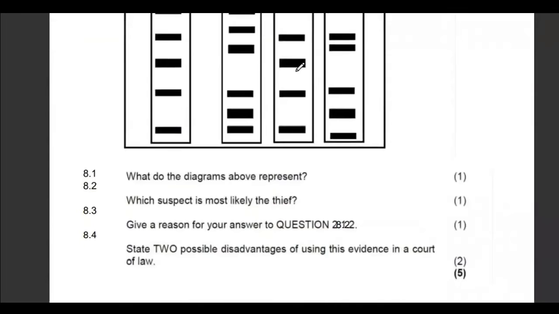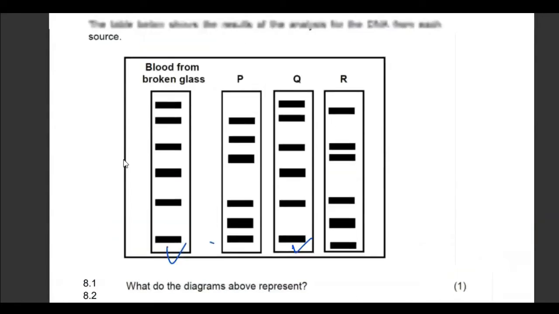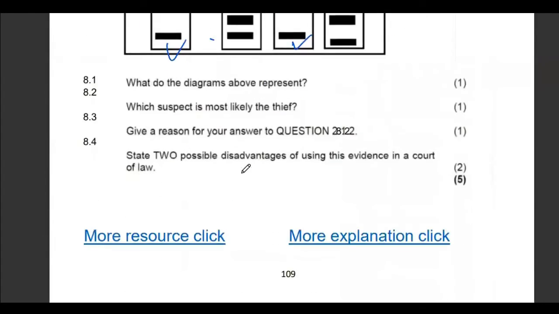Which suspect? Look at the bands and then you match them, give a reason. So the suspect, if you look at them, you'll find out that Q is most likely to be the suspect, because the bands of broken glass are matching with that of Q.